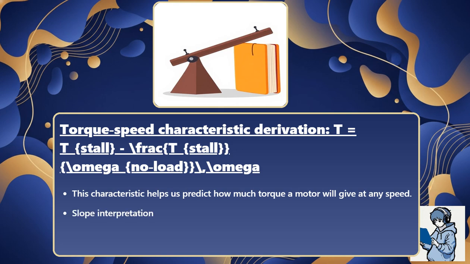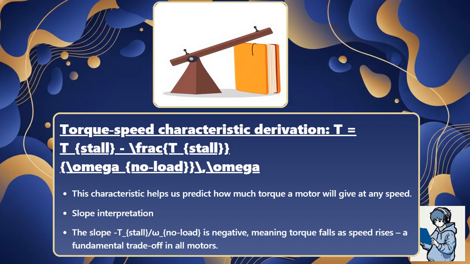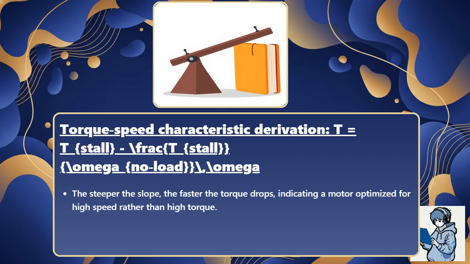Slope interpretation. The slope, negative T sub stall over omega no load, is negative, meaning torque falls as speed rises, a fundamental trade-off in all motors. The steeper the slope, the faster the torque drops, indicating a motor optimized for high speed rather than high torque.